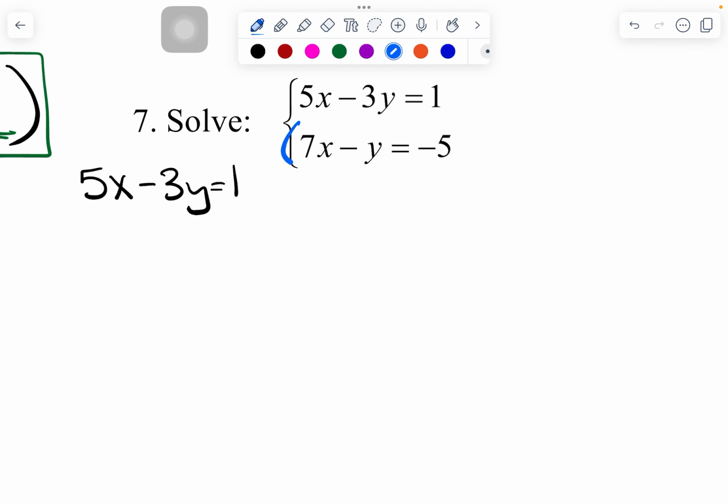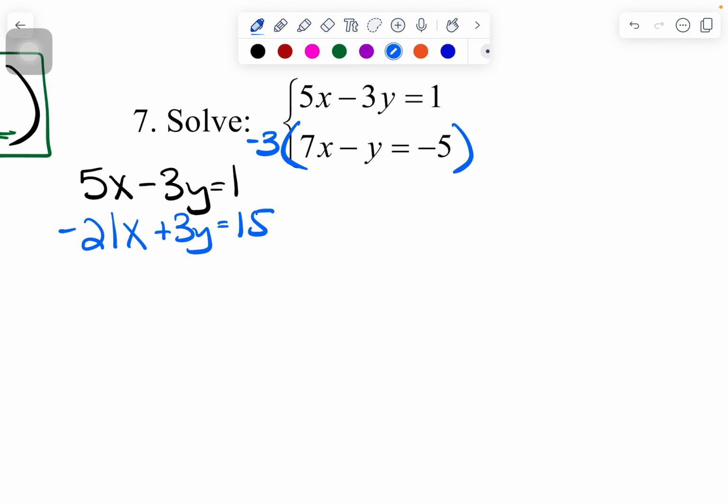All right, bottom equation. This is a negative 3y, so I want to turn this into a positive 3y, which means I'm going to be multiplying by a negative 3, okay? Because we already have a negative in front of the y, the negative times the negative is what I want. All right, so there's negative 21x. We've got positive 3y equals positive 15. Yep, make sure all those are good. Okay, they are. So now I'm going to, of course, add those together.